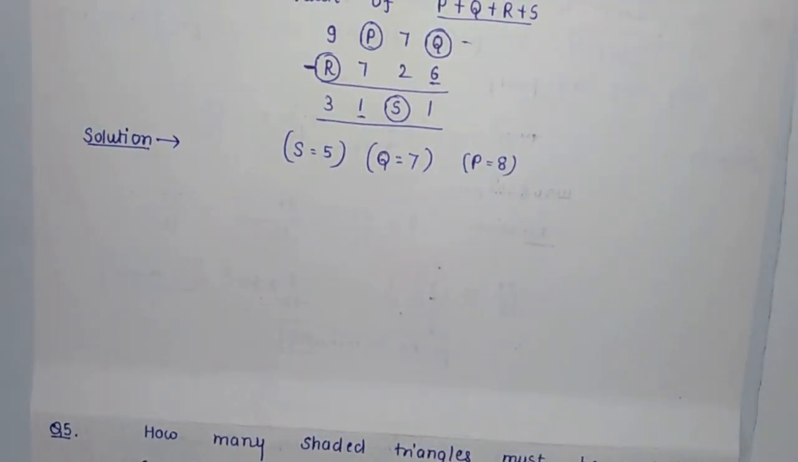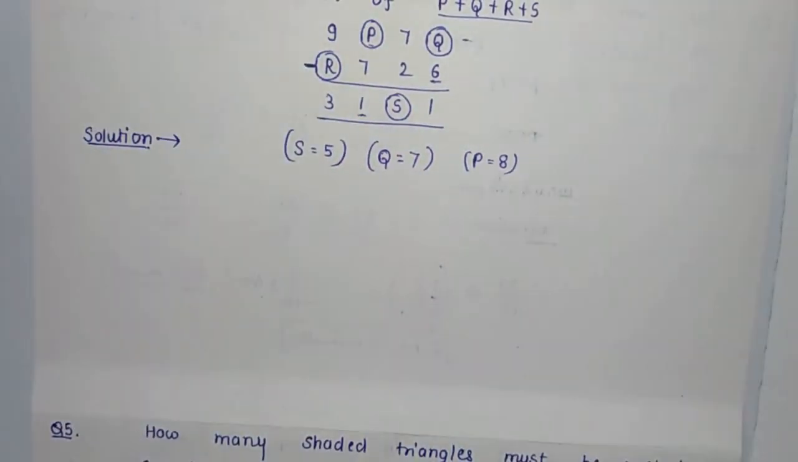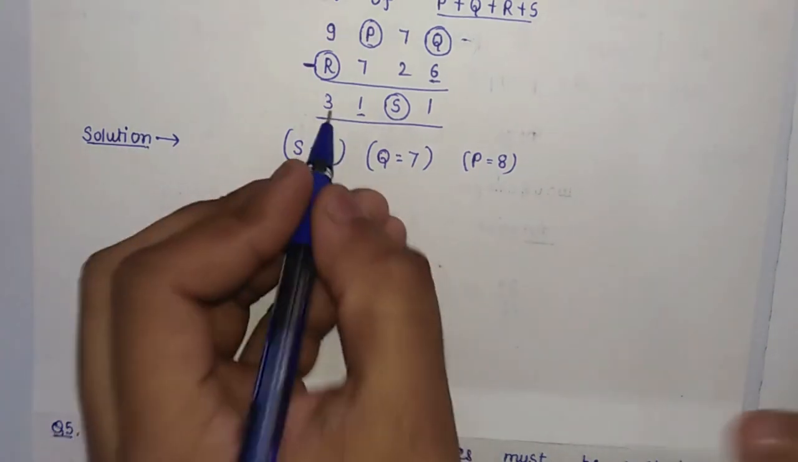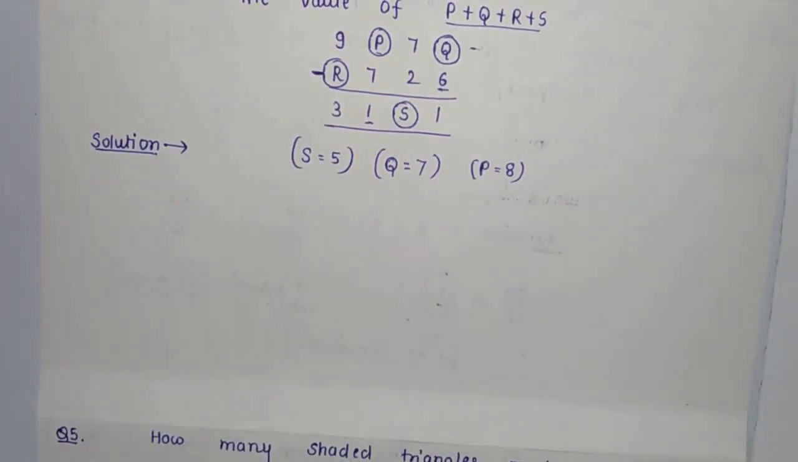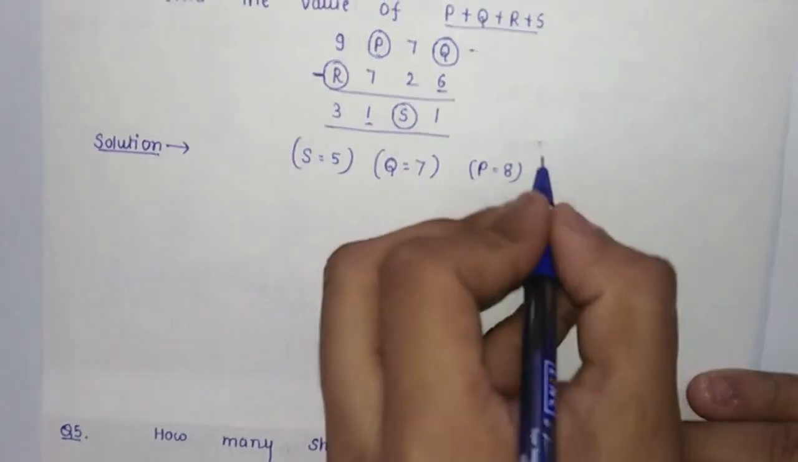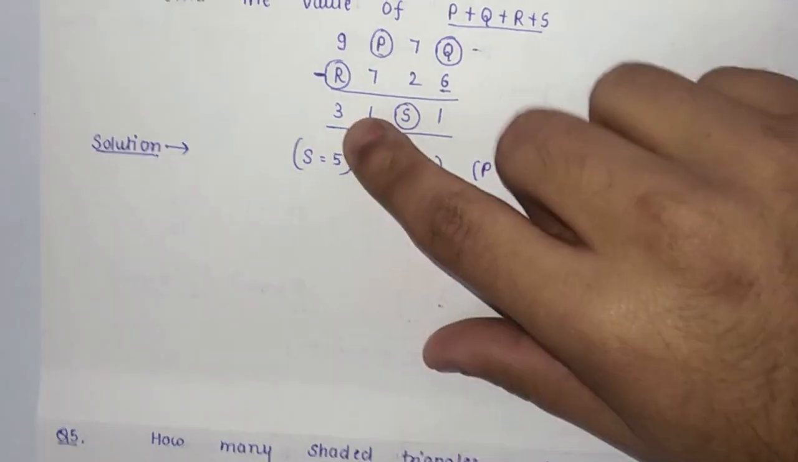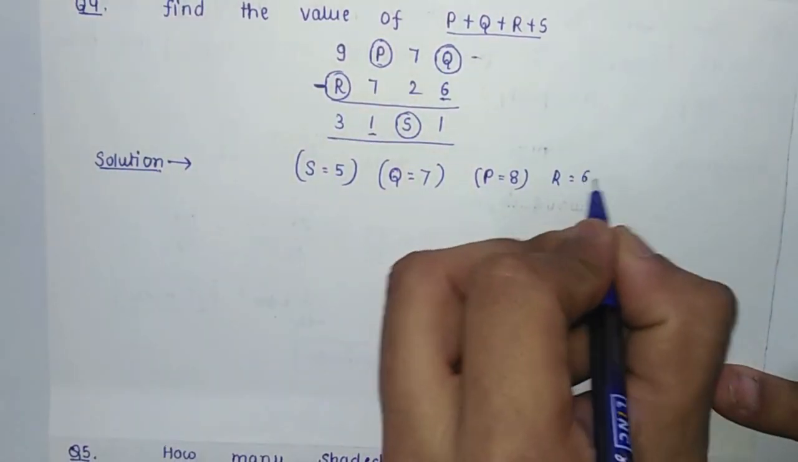And now comes the last r. It is given that 9 minus r we are getting 3. So if we put 4 in place of r, 9 minus 4 will be equal to 5, which is not equal to 3. So let's put 6 in place of r. If we subtract 9 minus 6, we will get 3. So r will be equal to 6.